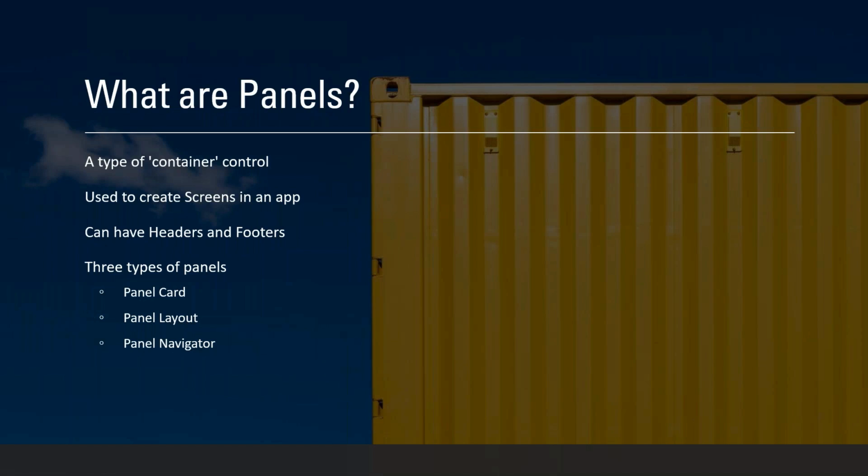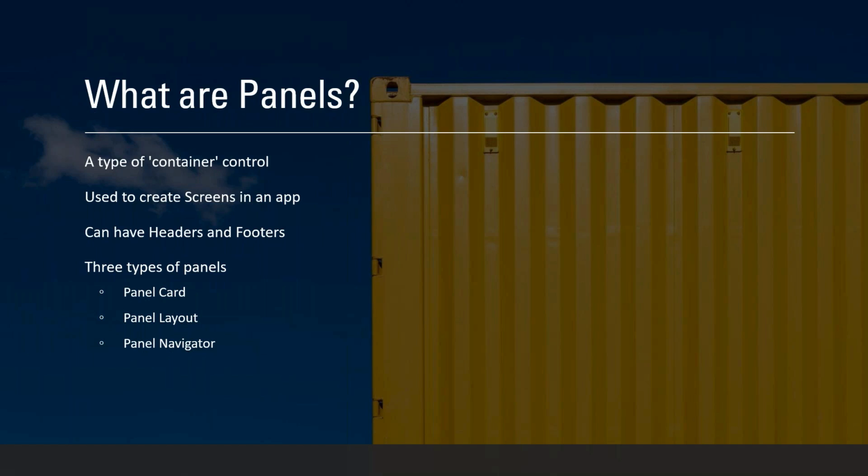Specifically, panels in Alpha Anywhere are just another type of container. A container is a control that can contain other controls. So in a container, you can put text boxes, you can put buttons, other containers, and so forth. And they're used to create screens in an app. And an app can be a web app or a mobile app within the UX component.